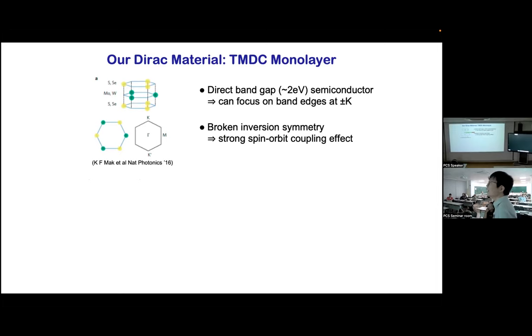And in this particular material and other related materials, the most relevant characteristic we had in mind is that this is an insulator with a direct band gap. Which means that if we want to talk about the low energy physics, we can just focus on those points in the Brillouin zone where we have the direct band gap. In our case, actually two, because of the crystalline structure, and basically not care about the rest of the Brillouin zone, like the gamma point. And we also have broken inversion symmetry there, and hence the strong spin orbit coupling effect.